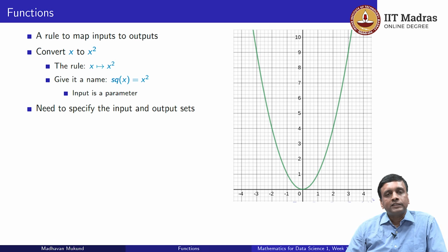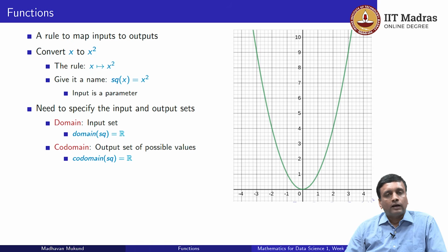So when we define a function, we have to be careful about specifying what set we take the input from and what sets the output produces. So the input set is called the domain. So for instance, the domain of square, as we have defined it above, is a set of reals. So we can take the square of any real number. Now the output, when we apply square, we know that it's going to be a real number. So the output set of possible values is called the codomain. In this case, it is the reals.